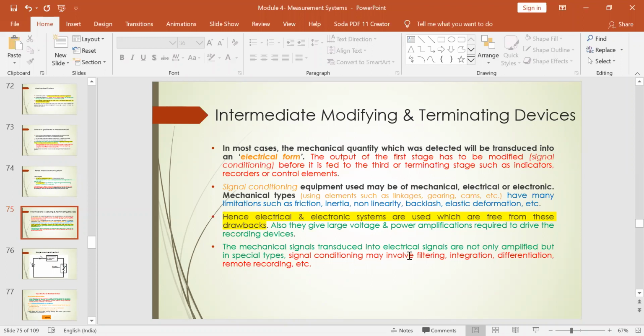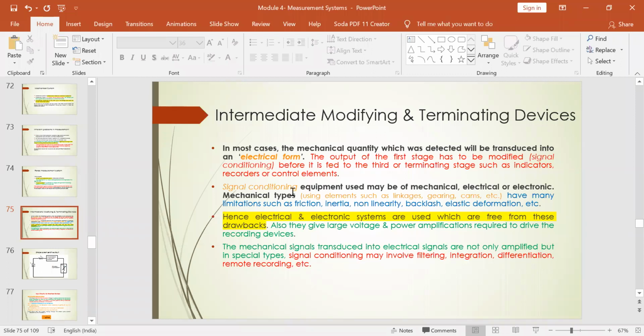Signal conditioning may involve filtering, integration and differentiation. What do we mean by it? It helps in converting and also amplifies the signal. Along with that, it helps in signal conditioning because it handles filtering. It will integrate if you have many parameters coming together, and it can also differentiate the electrical signal based on the requirement. So you have a fine tuning of the output data you are receiving. That is mainly due to signal conditioning.